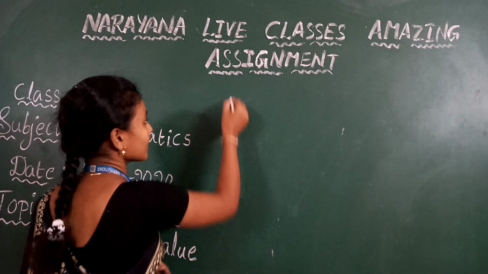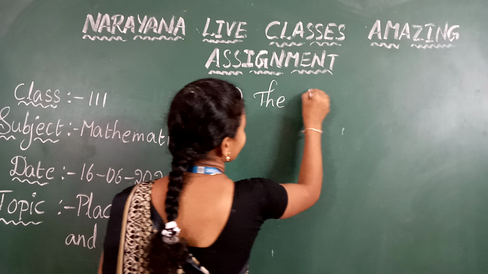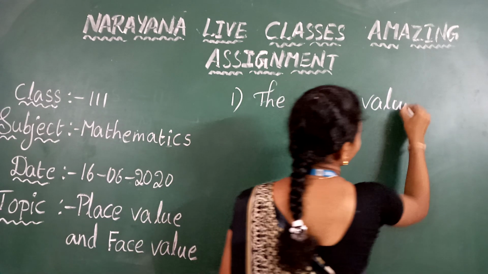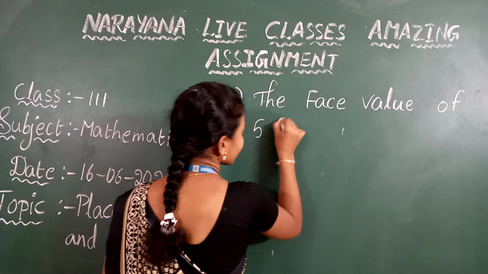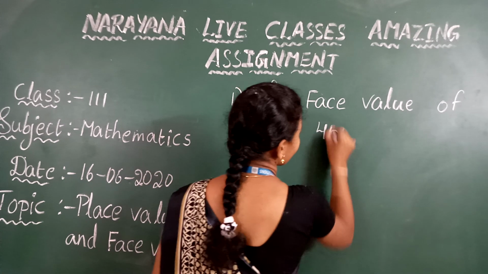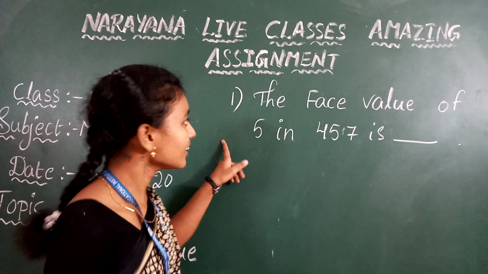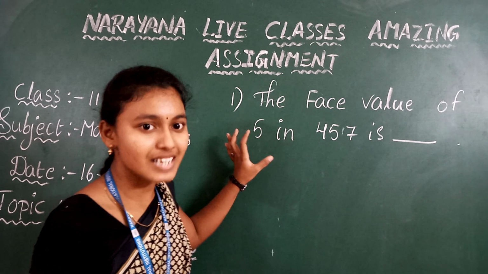So first blank. The face value of 5 in 457 is dash. This is the first blank, right? The face value of 5 in 457 is dash.